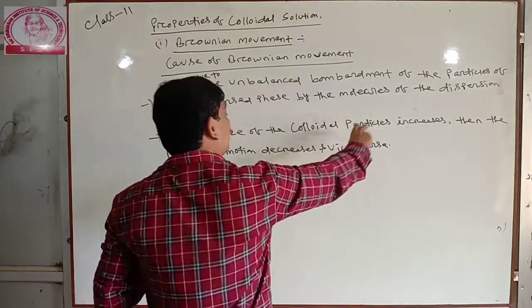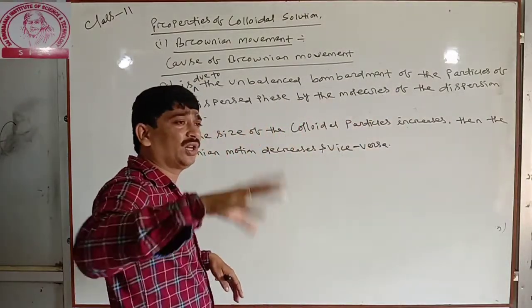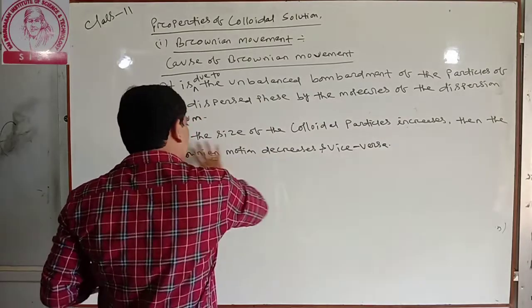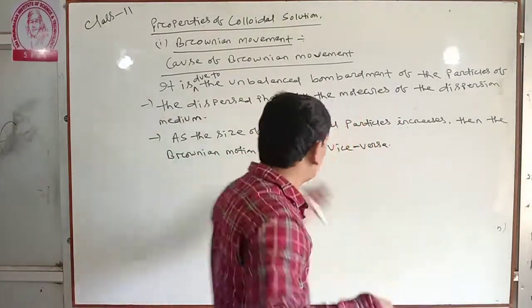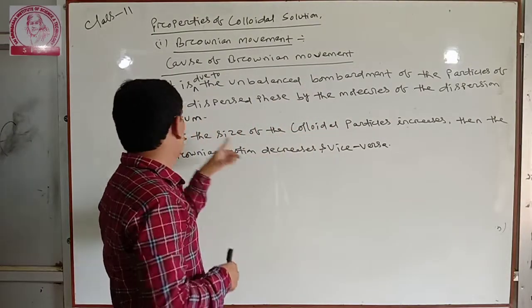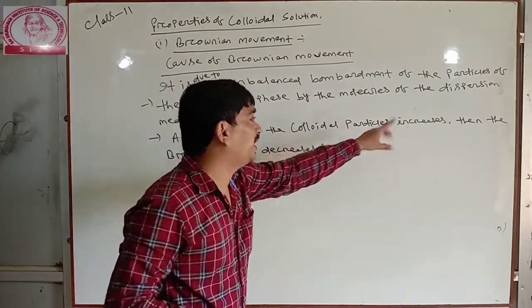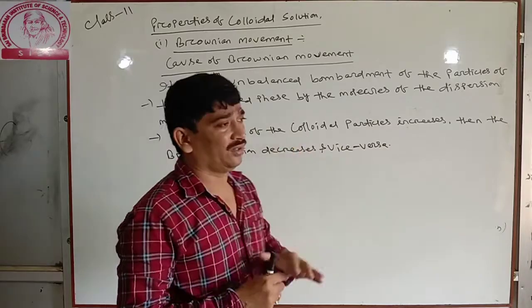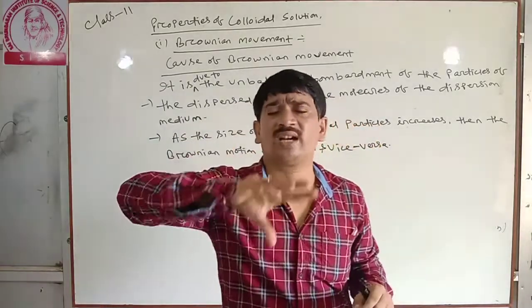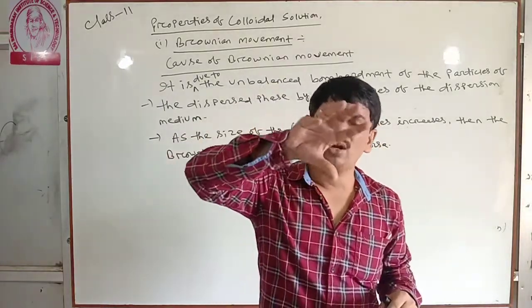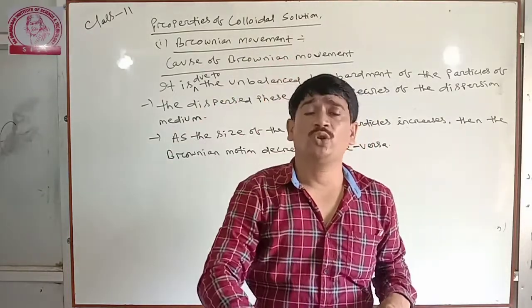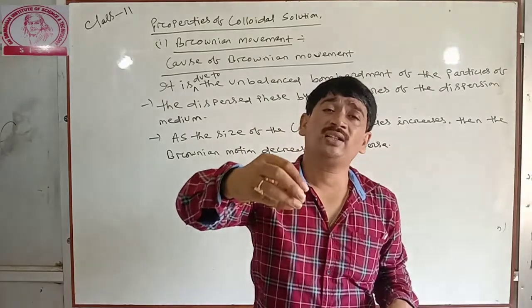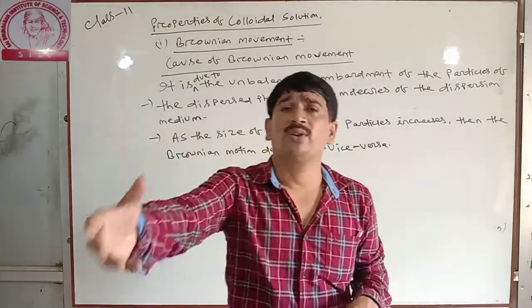As the size of the colloidal particle increases, then what will happen? The Brownian motion decreases. But if the size of the colloidal particle decreases, then the Brownian motion increases. If the size of the colloidal particles increases, Brownian motion decreases. If the size of the colloidal particles decreases, Brownian motion increases.